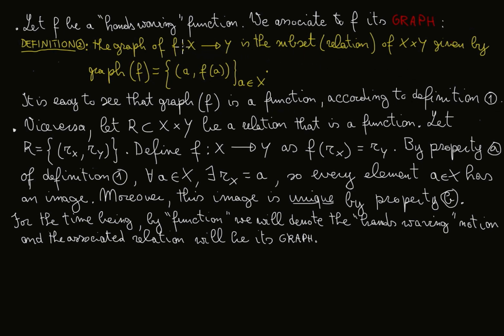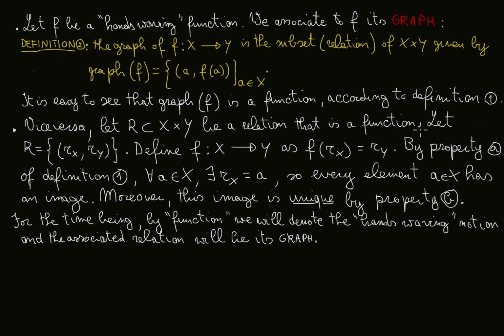If we assume, of course, f to have the previous two properties that we have listed, namely that to each element of x there is a corresponding element in y, and this element associated to x is unique. There cannot be two of them. Vice versa, let R in x cross y be a relation that is a function.